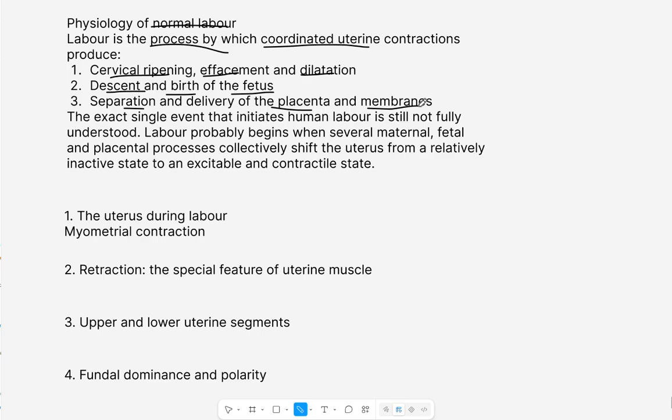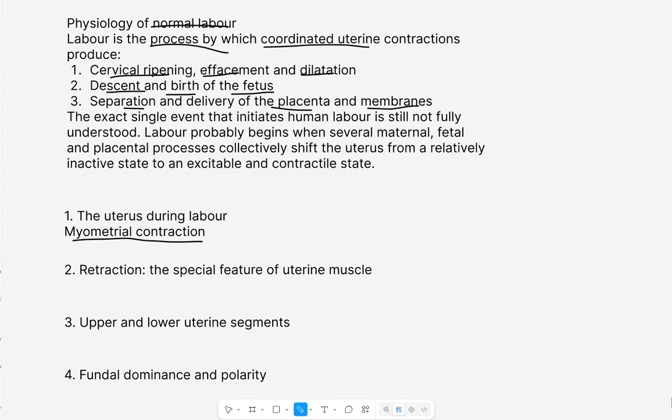Now, the uterus during labor. The uterus during labor is undergoing myometrial contraction. Let's try to understand what myometrial contraction is. The myometrium is made of smooth muscle cells containing actin and myosin. A contraction occurs when there is a rise in intracellular calcium, and this calcium binds to calmodulin, and then the myosin light chain kinase is activated, and then the actin and myosin interact, and the myometrial cell shortens.